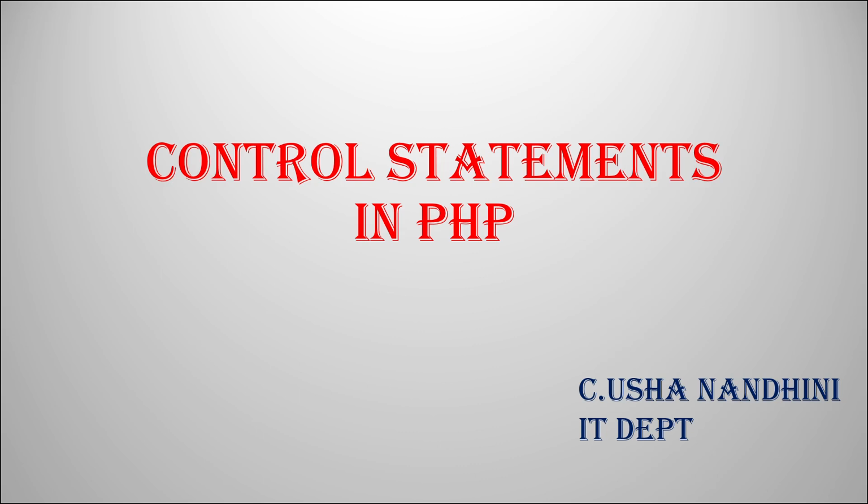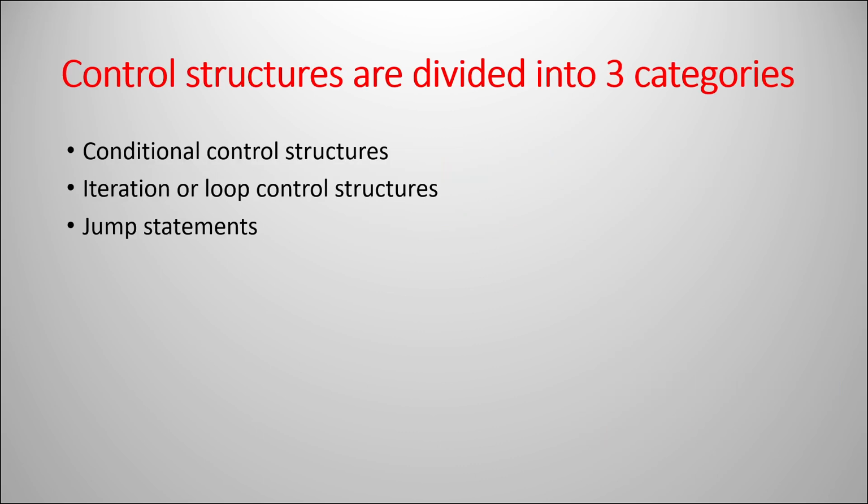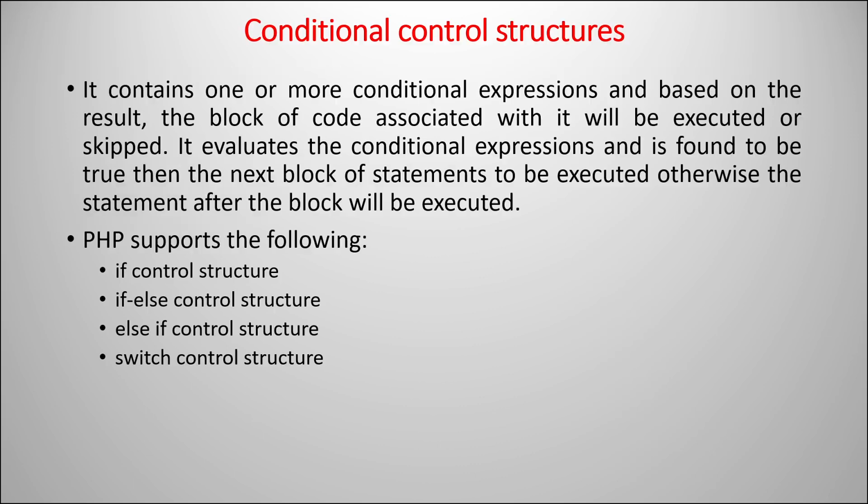This session we are going to see about control statements in PHP. Control structures are normally divided into three categories. Number one, conditional control structures. Number two, iteration or loop control structures. Number three, jump statements.